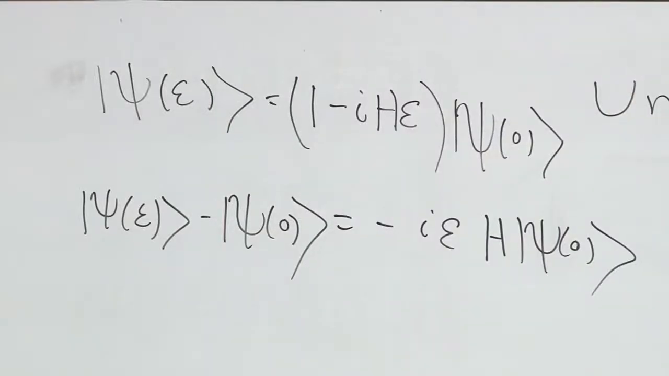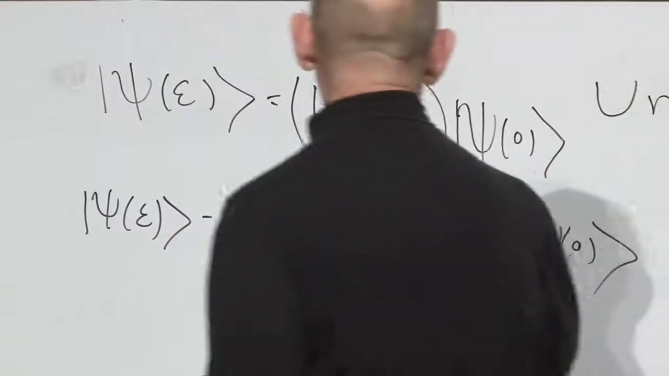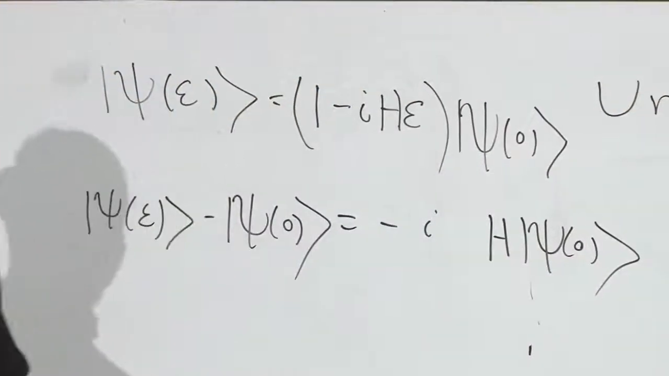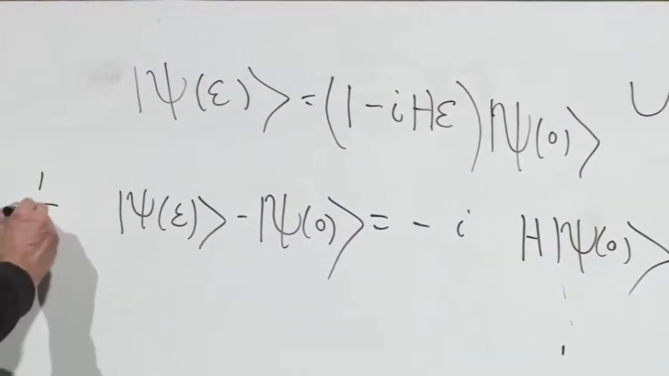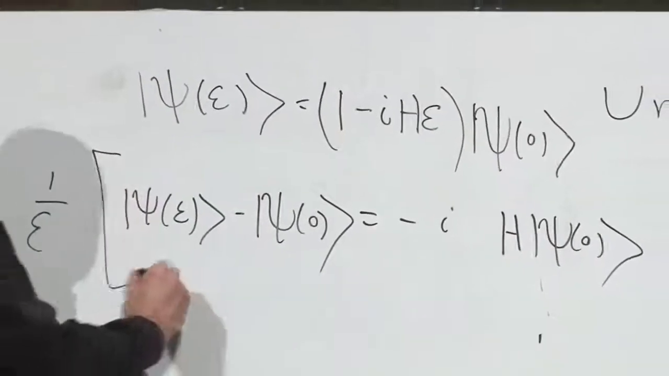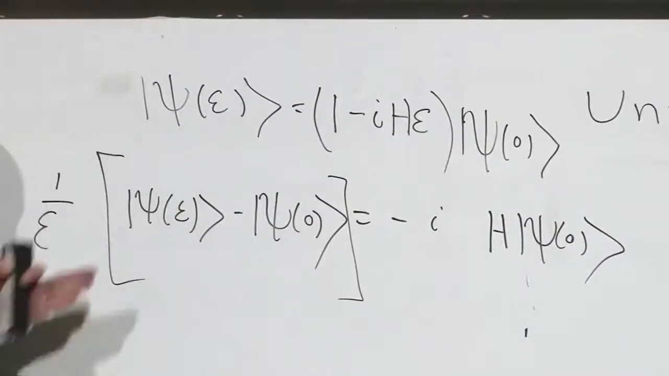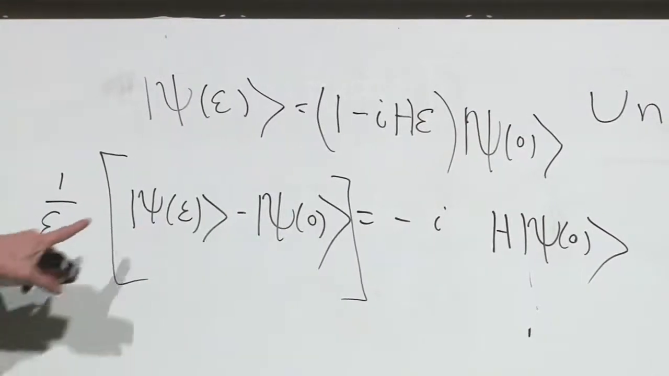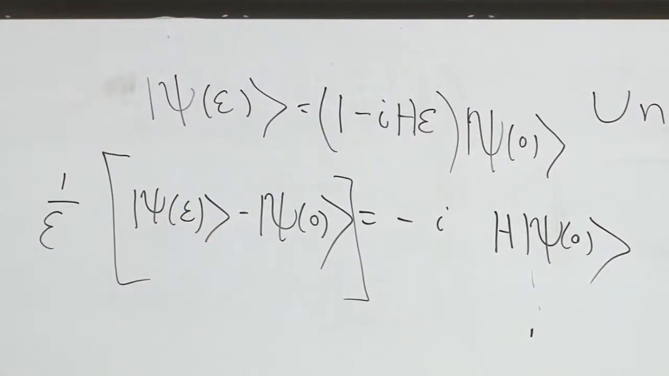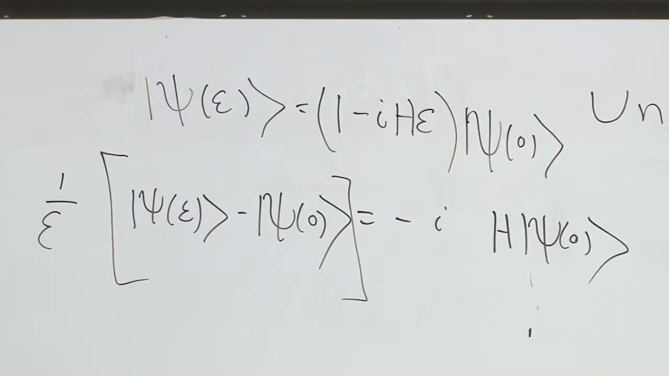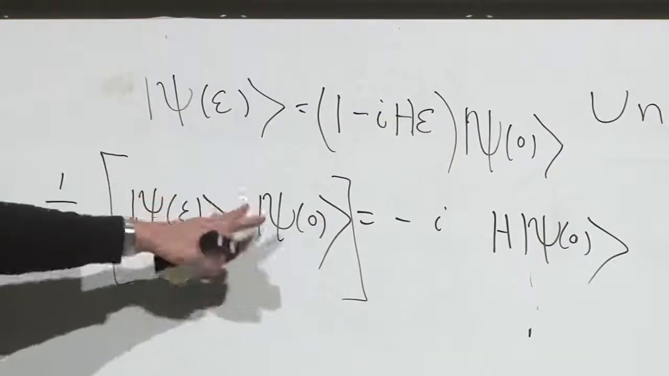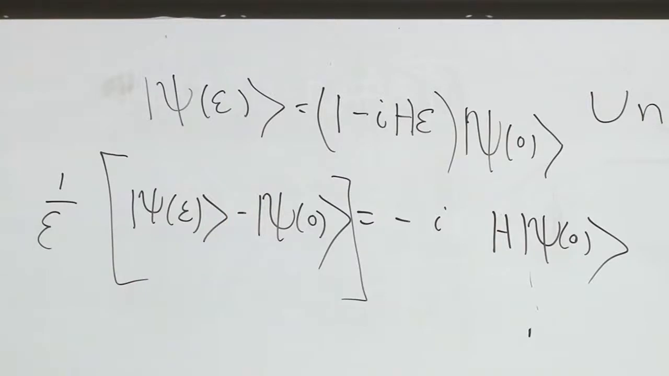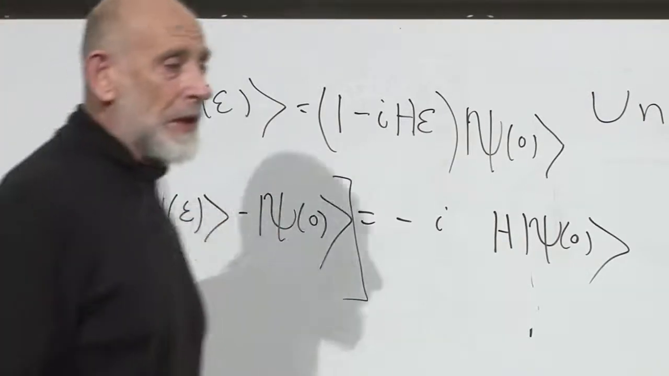You're allowed to do this because you can multiply vectors by numbers. So we're just multiplying both sides by 1 over epsilon, 1 over epsilon times this whole thing. Okay, what's this thing on the left-hand side? 1 over epsilon times the difference of two things at two slightly different times. That's just the time derivative of this vector.